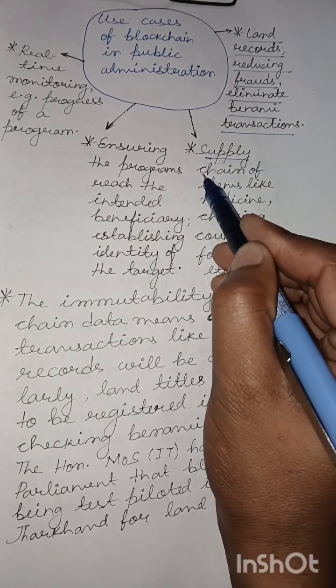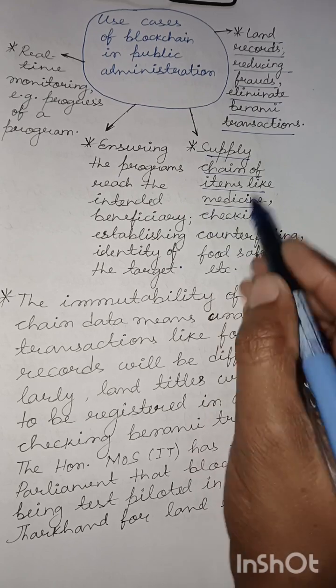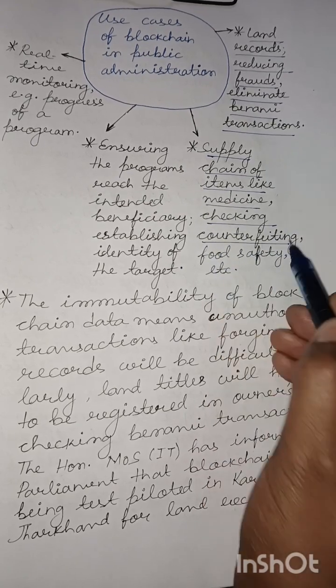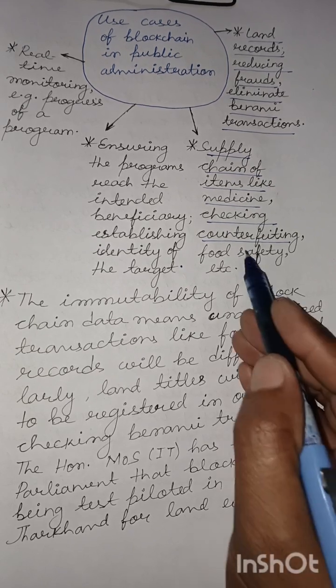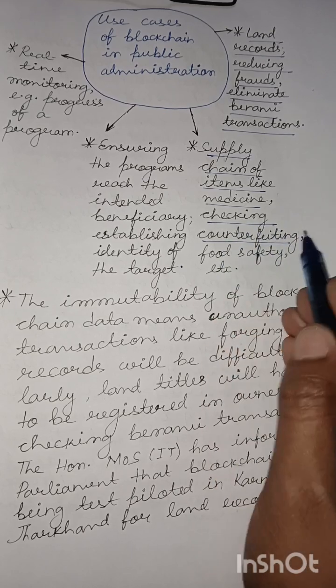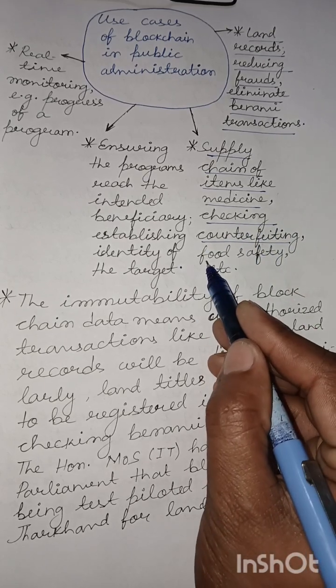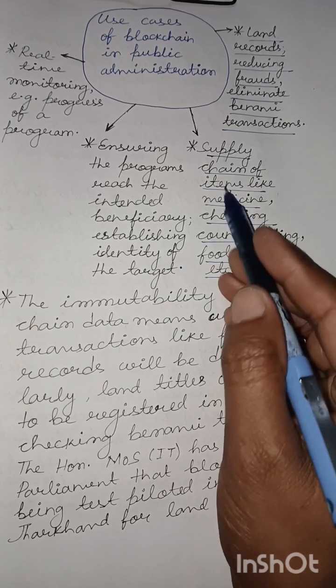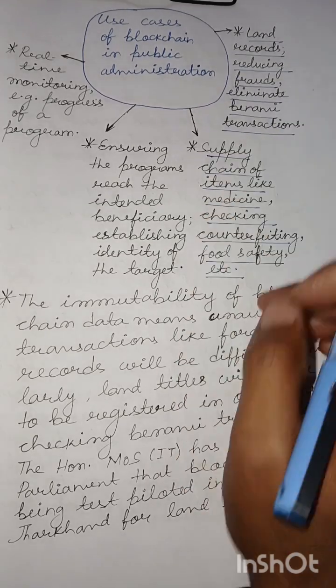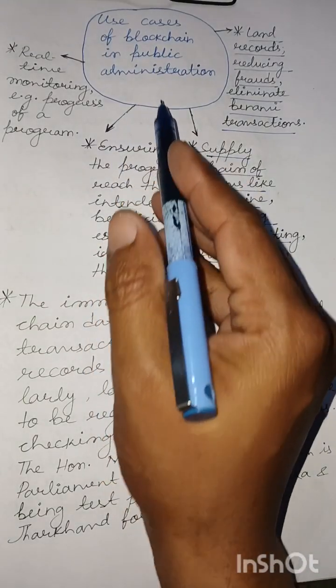In the supply chain of items like medicine, it would check counterfeiting. You can understand that in India's case, fake or counterfeit drugs have become a big menace, so much so that even the Lancet, a very eminent journal, had raised concern about the counterfeiting of drugs or medicine in India. Similarly, in food safety and the food distribution network, the public distribution system too can take benefit of blockchain technology.